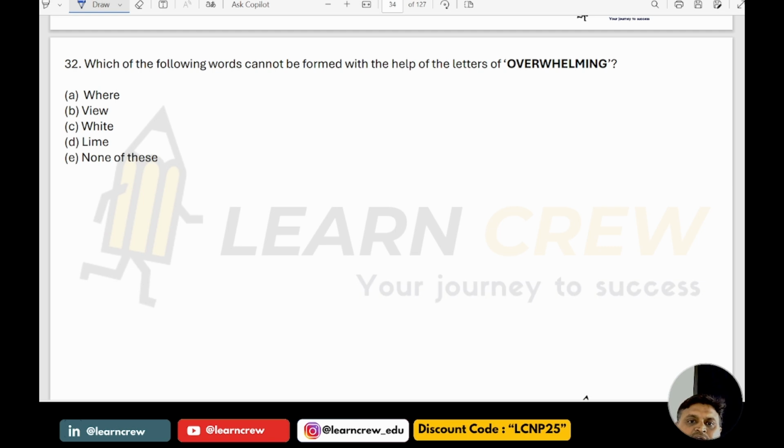Which of the following words cannot be formed with the help of the letters of overwhelming? So, the first one can be formed. The word white cannot be formed because there is no T here. There is no T in this. So, the answer is C.